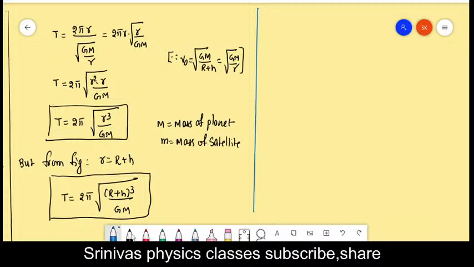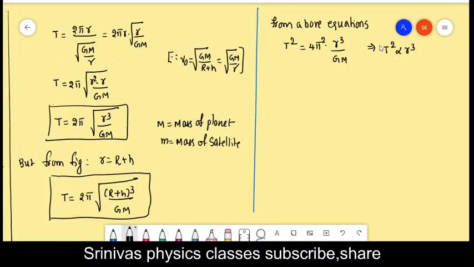Right, let us go for the continuation. From the above equations, we write one thing. You square it, T squared. You will get 4 pi squared r cubed by T squared is equal to what you will get, tell me? 4 pi squared into r cubed by GM. That means from this we write like this: T squared is proportional to r cubed. The square of the time period of revolution is directly proportional to the cube of the radius of the orbit.